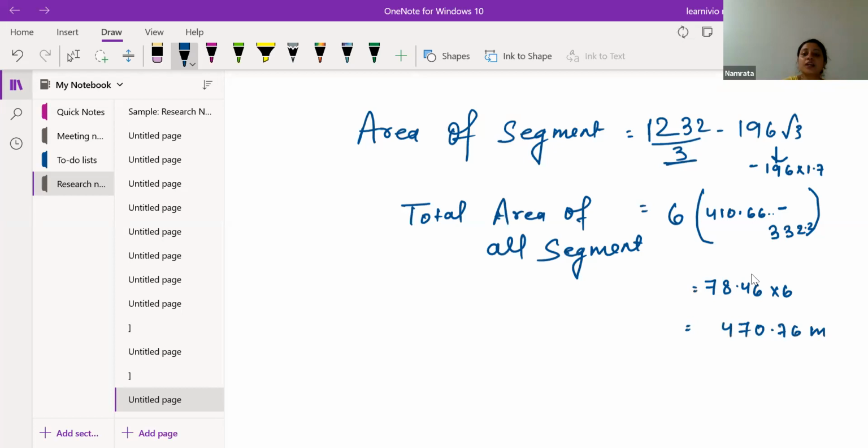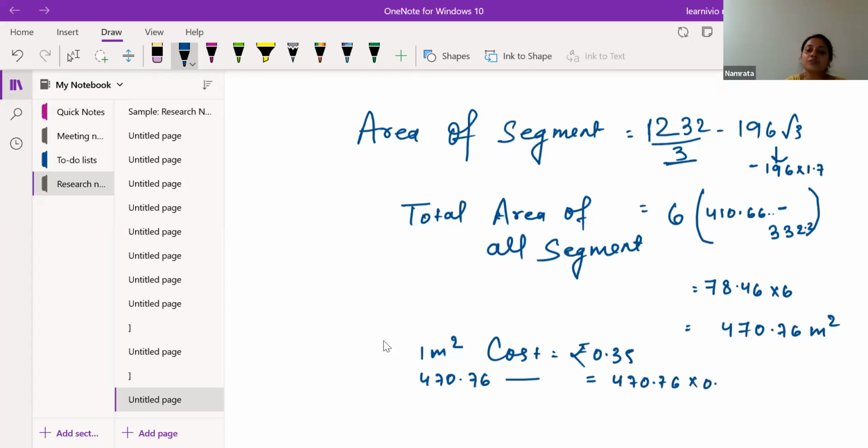For 1 meter square, the cost is given as rupees 0.35. So for this many meter square, we have to find the cost by doing the multiplication. So 470.76 times 0.35. Is it clear to both of you? This will give the total amount. Are you getting it?